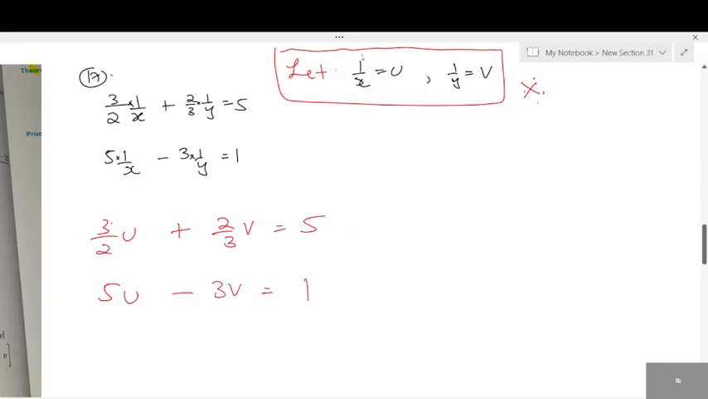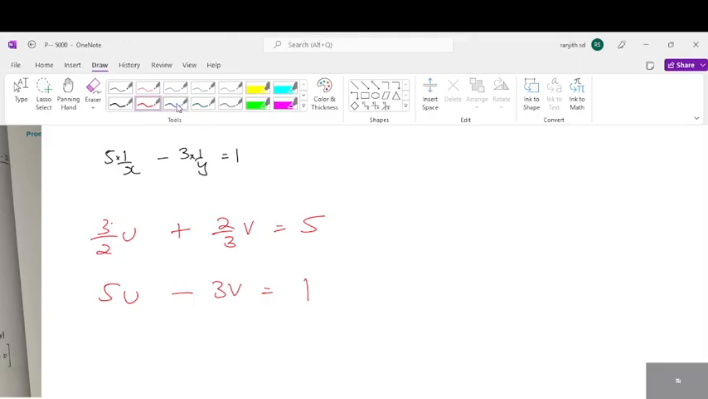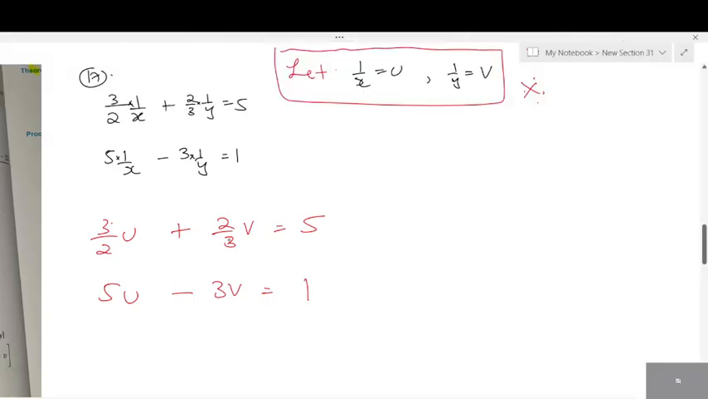Yes. What should I multiply? Which one shall you eliminate? U or B? Okay, eliminate B. So what should I multiply? Does it just multiply the coefficient 2 by 3? What do you get?